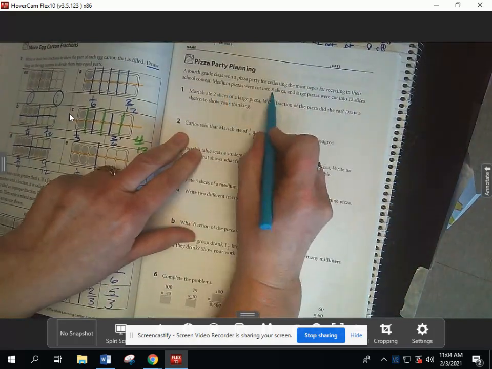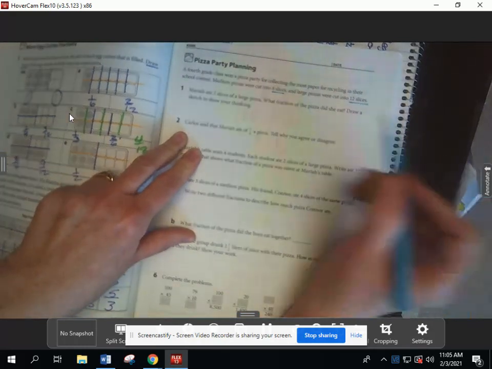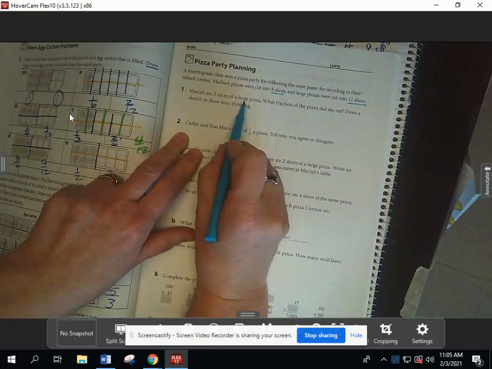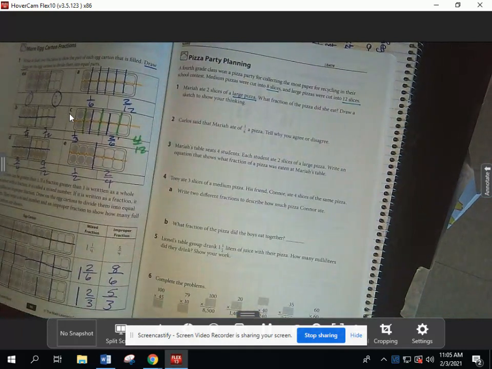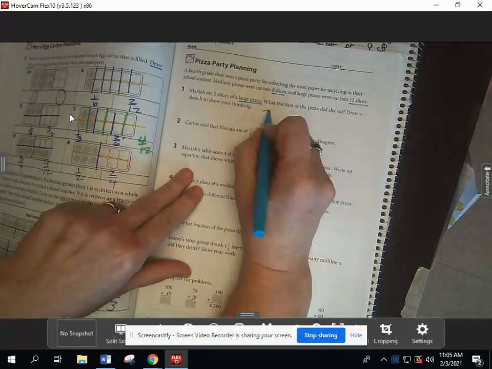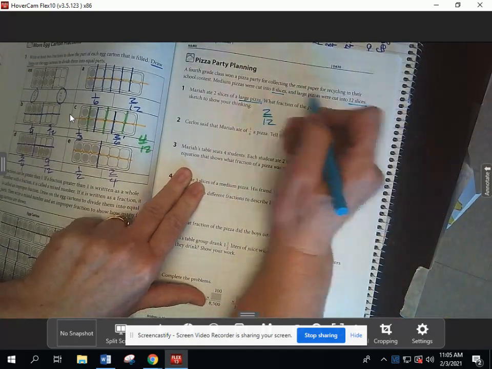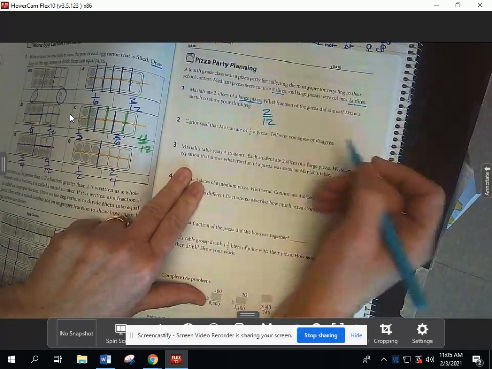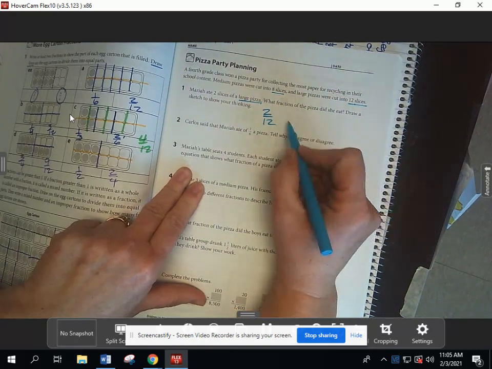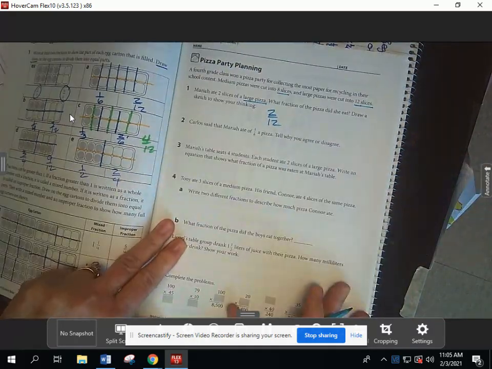Medium pizzas were cut into 8 slices and large pizzas were cut into 12 slices. She ate 2 slices of a large pizza. What fraction did she eat? Who's going to tell me that? Okay, Reese. She says 2/12. Because it was 12 slices and she got 2 of them. And we could draw a picture and get that all going. But we're going to move on really fast because we want to get to our game.